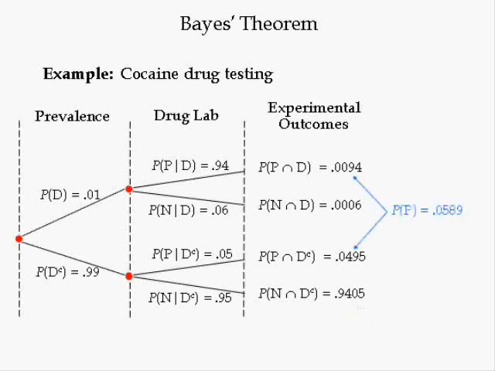The probability of testing positive equals the sum of the probability of testing positive and being a druggie and the probability of testing positive and not being a druggie, which is 0.0589. The probability of testing negative equals the sum of the probability of testing negative and being a druggie and the probability of testing negative and not being a druggie, which is 0.9491. When you add them together, you get 1.